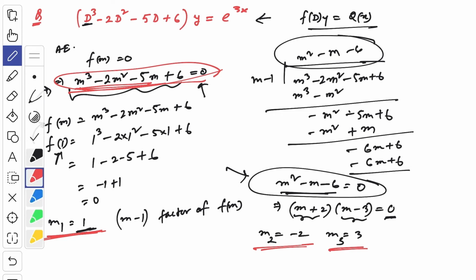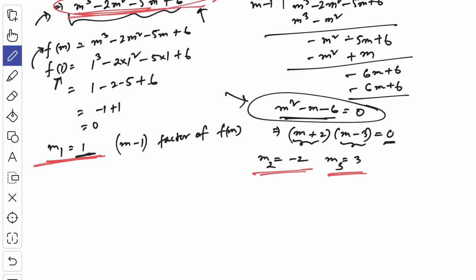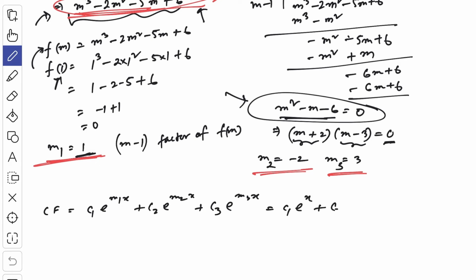As these are real and distinct, what will be our CF? Our CF will be C1 e to the power m1x plus C2 e to the power m2x plus C3 e to the power m3x. That's what we will get. And if you put the values of m1, m2, m3 here, then you will get C1 e to the power x plus C2 e to the power minus twice x plus C3 e to the power thrice x. That's what we will get.